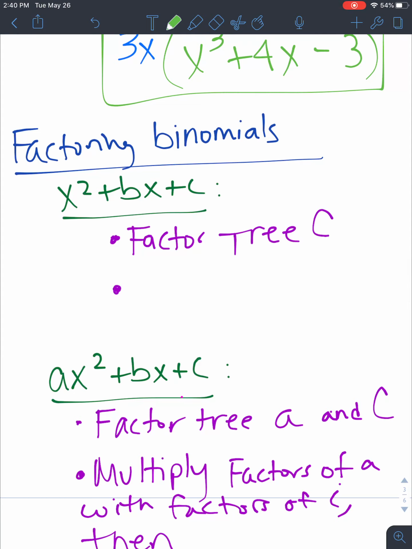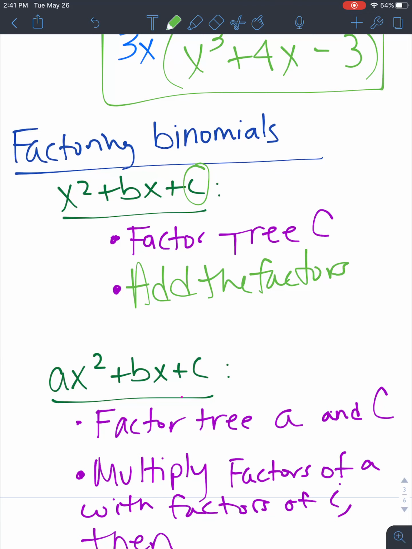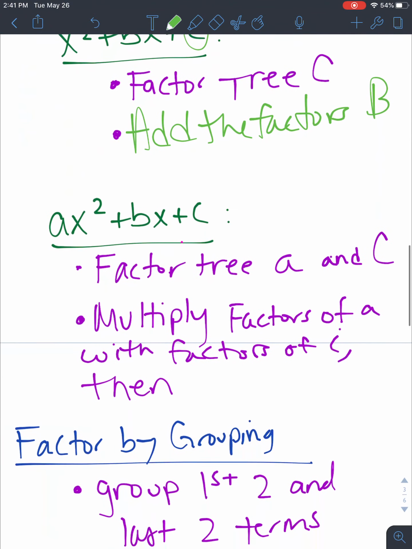Sometimes, though, we're not factoring simple things. We have to factor things like binomials. Remember, anytime you're factoring out binomials, you learned this back in Algebra 1. When you're factoring out a binomial, you're always going to start with a factor tree of C. Then, you're going to add the factors to get B. So those are your key steps when you're factoring out a binomial.